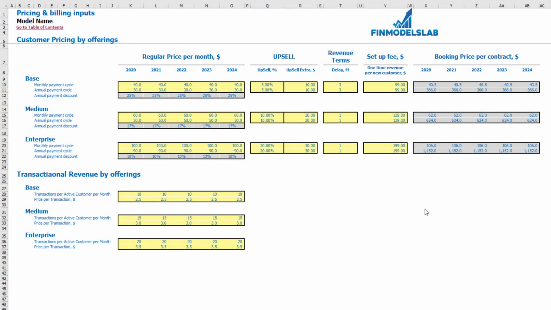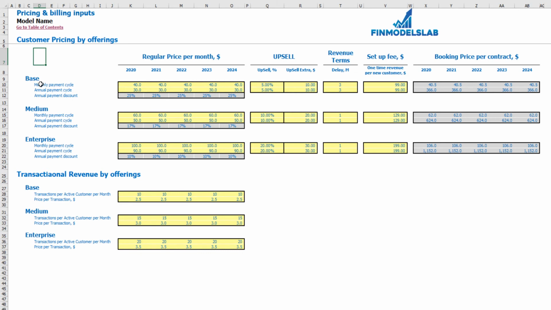On the Inputs tab, you may input your main pricing and billing inputs to drive your revenue. So I'll show you how it works. First of all, you have regular price per month, which is broken down by 3 main revenue streams. By default, this is base, medium, and enterprise. The names you can easily change on the dashboard.